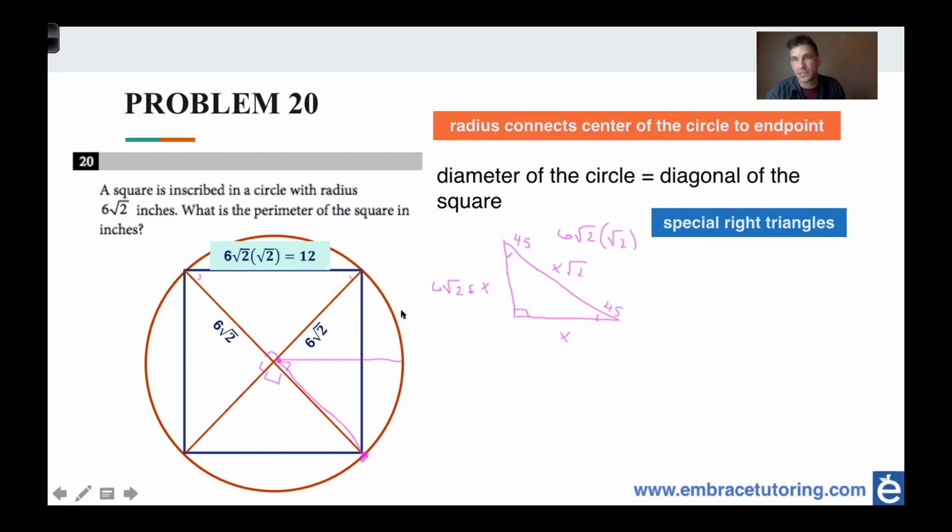Let's pretend you get stuck and you're like, I don't see that these are special right triangles for whatever reason. That's when you would use Pythagorean's theorem. Pythagorean's theorem is a squared plus b squared equals c squared, because you have 2 sides of a right triangle and you're trying to solve for the other side.